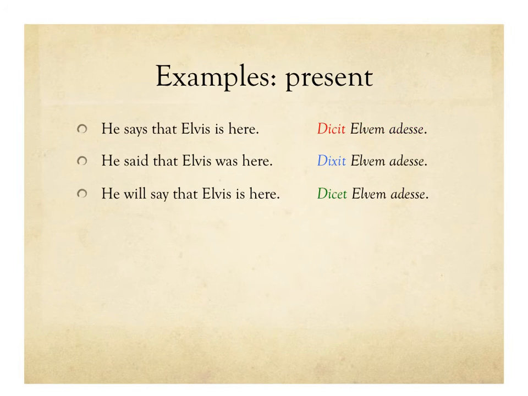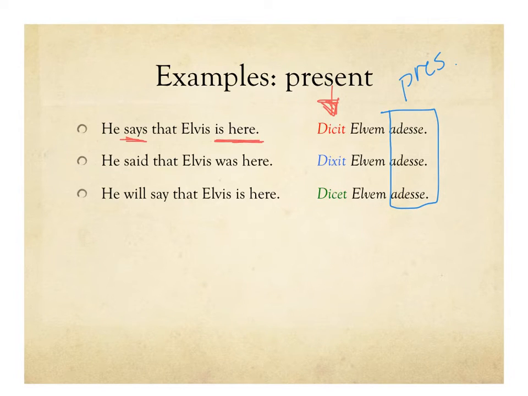Okay? So here's an example, present tense. So you can see here, right, that my infinitive is the same all the way through. This is a present infinitive of adsum, to be present, adesse. But what changes is the tense of the main verb that's triggering our indirect statement. So, dicit Elvem adesse. He says right now that Elvis is here right now. This action is happening at the same time.